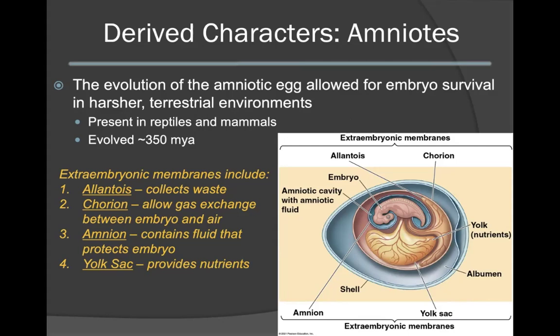The egg contains extraembryonic membranes, such as the allantois that collects waste, the chorion that allows for gas exchange, the amnion that protects the embryo, and the yolk sac that provides nutrients. Please examine the diagram to the right to see the overall organization of a typical amniotic egg.